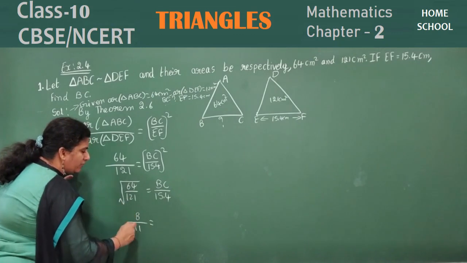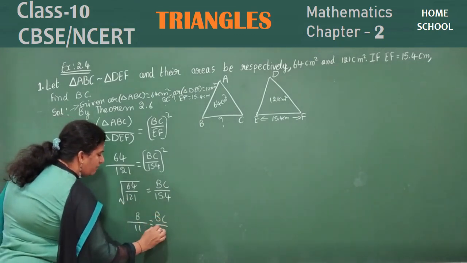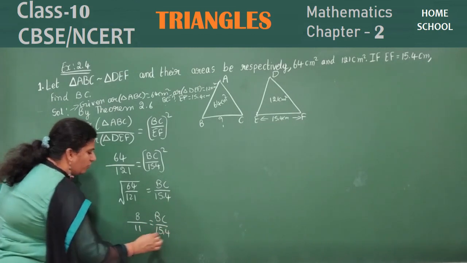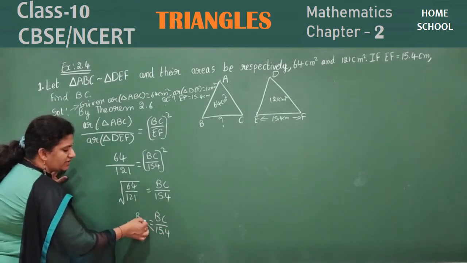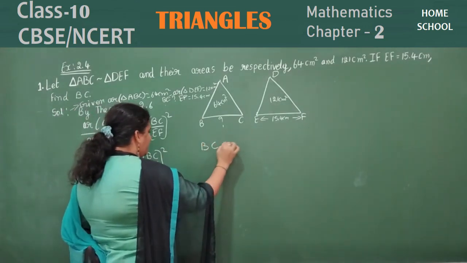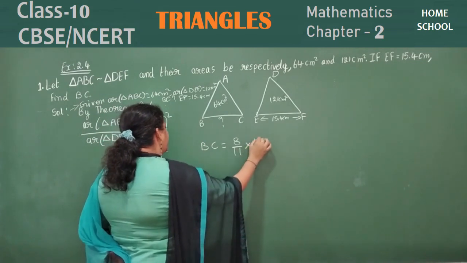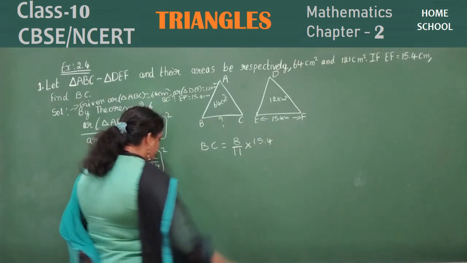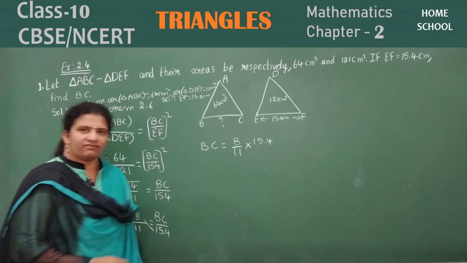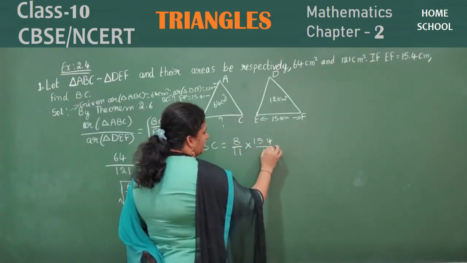You can split the root next step and then write this. BC by 15.4. Now send this one to this side and then find BC. That will be BC is equal to 8 by 11 into 15.4, children. This point, shall we convert here? Point remove, then divide by 10, you write.